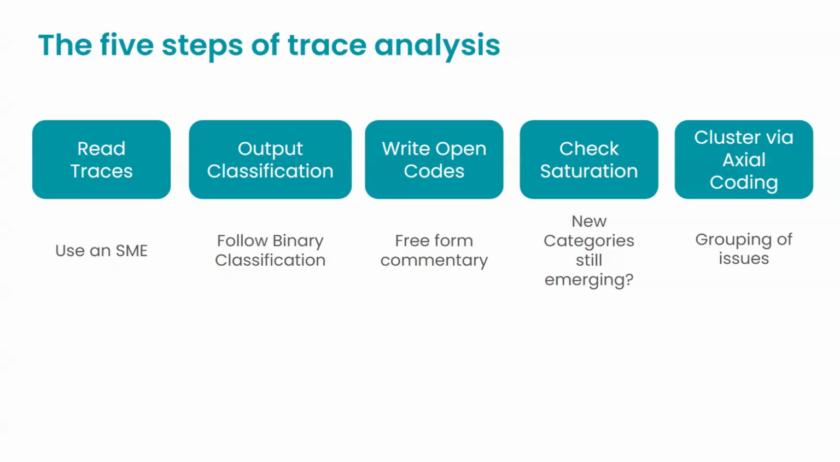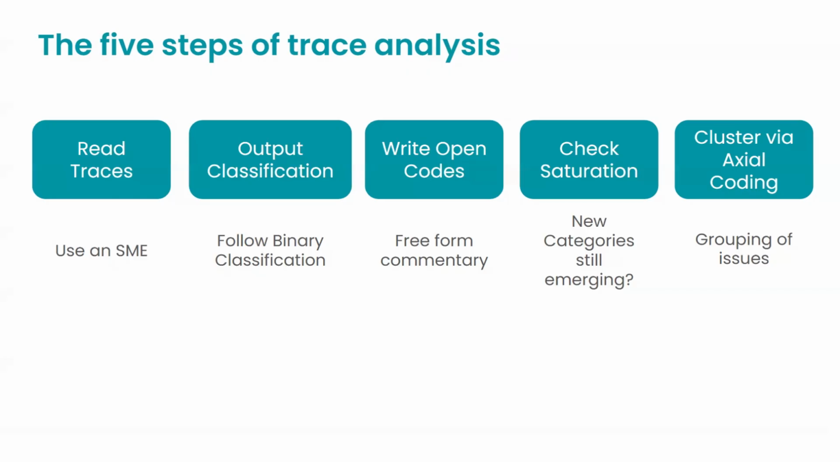Then comes step 3, which is writing open codes. That is, for the traces that are incorrect or even partially correct, you start writing free-form observations. These are also called open codes. For example, you might write things like retrieved irrelevant documents, missed key constraint in the query, or incorrect reasoning step. At this stage, you are not forcing the structure. You are capturing raw insights in natural language.